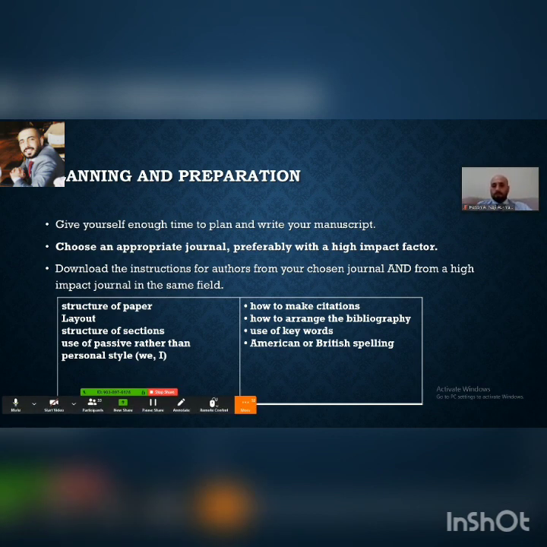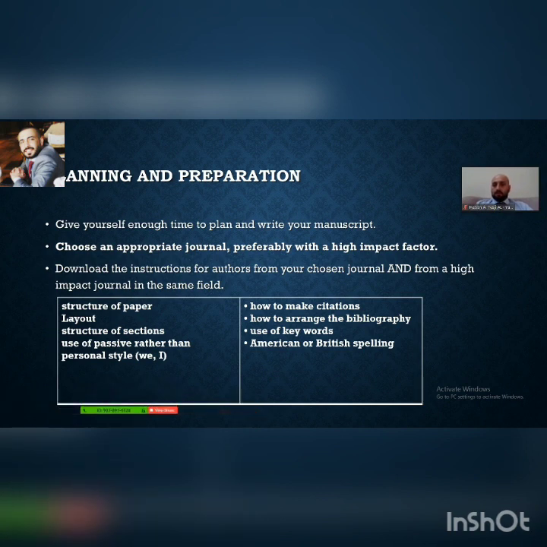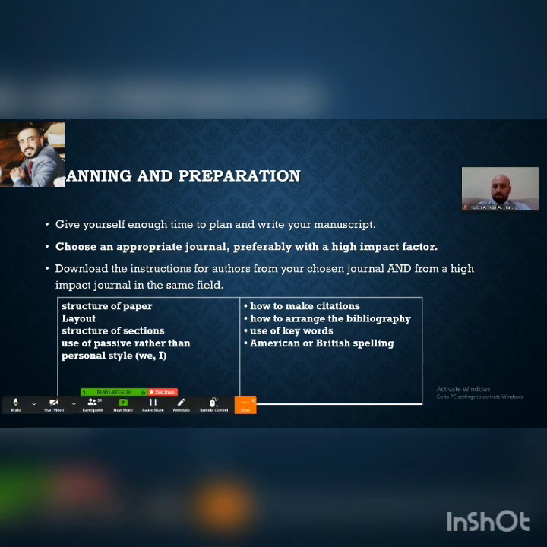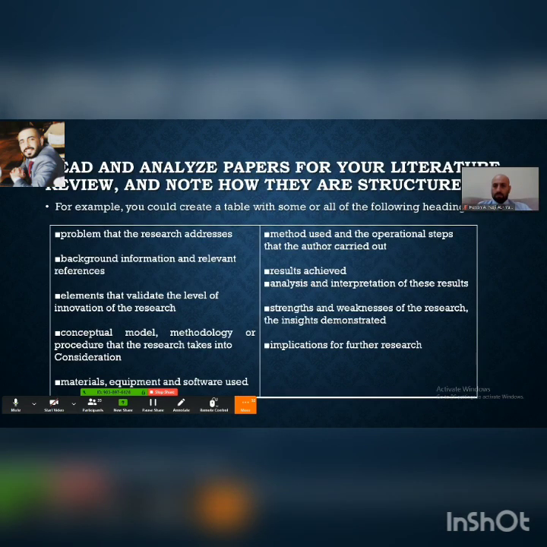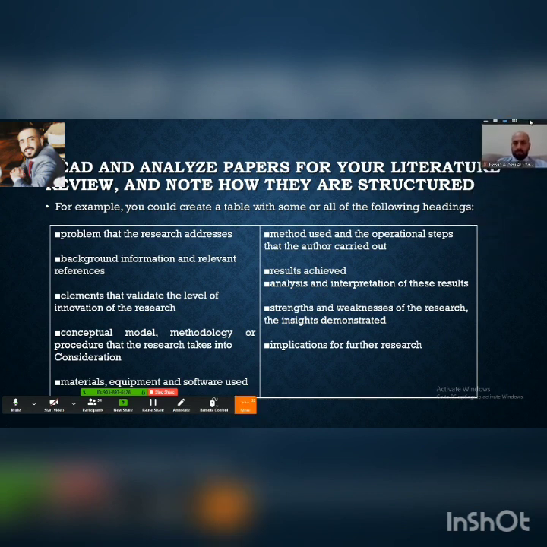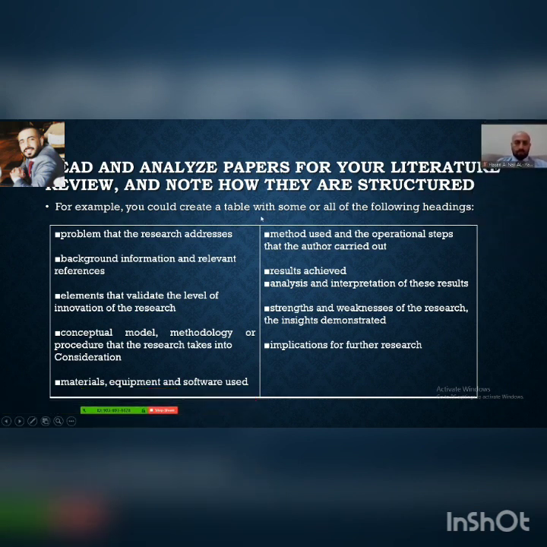Okay, so American and British spelling: some journals want American spelling, some others want British spelling, wherever you know the spelling of the American and British things. So read and analyze your literature review, and note how they are structured.